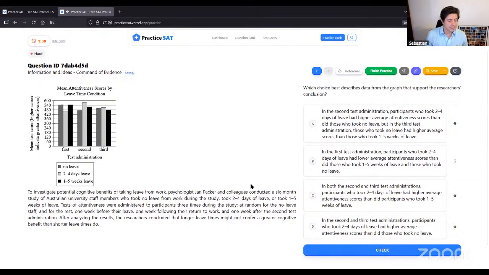To investigate potential cognitive benefits of taking leave from work, psychologist Jane Packer and colleagues conducted a 6-month study of Australian university staff members who took no leave from work during the study, took 2 to 4 days of leave, or took 1 to 5 weeks of leave. Tests of attentiveness were administered to participants 3 times during the study.